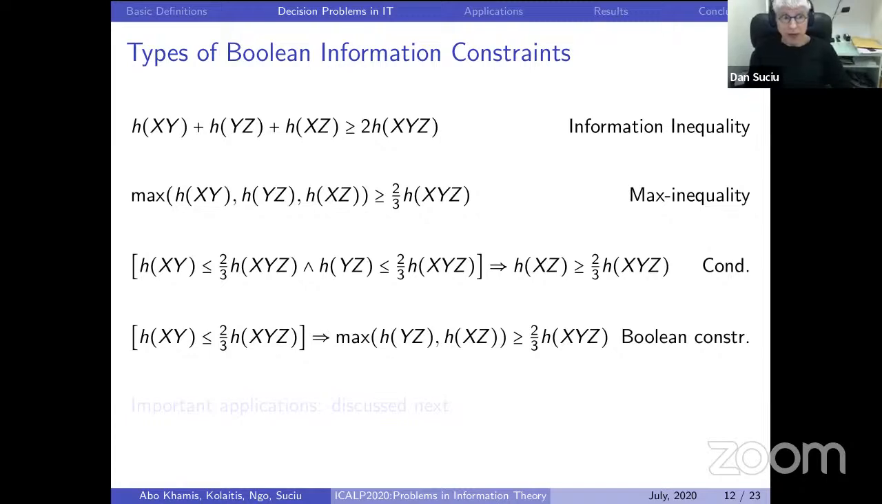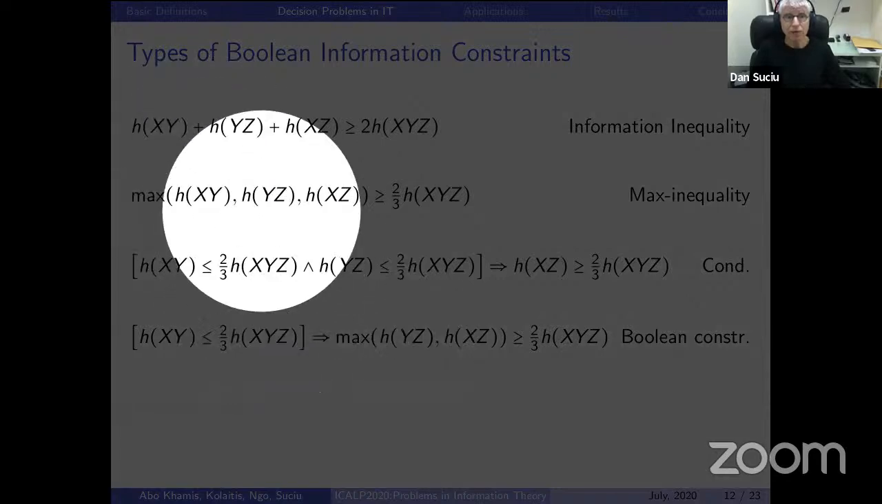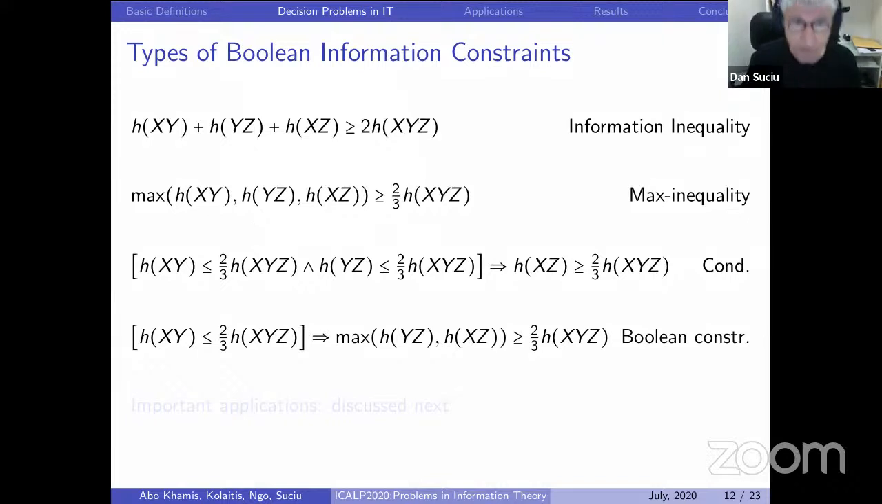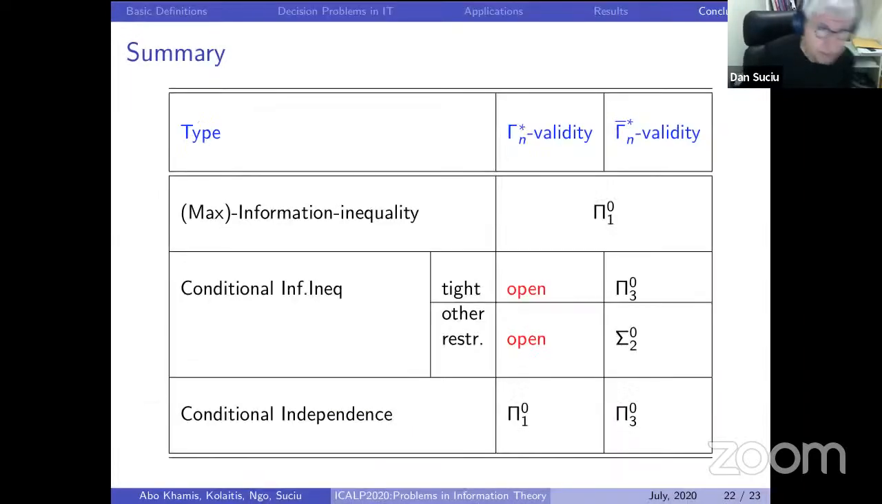So the question we asked was, since we don't know if any of these classes is decidable, and of course not even the simpler class, can we at least place these problems in the arithmetic hierarchy? Let me just show you what the results are. Actually, it's the wrong page. So this is what we proved.